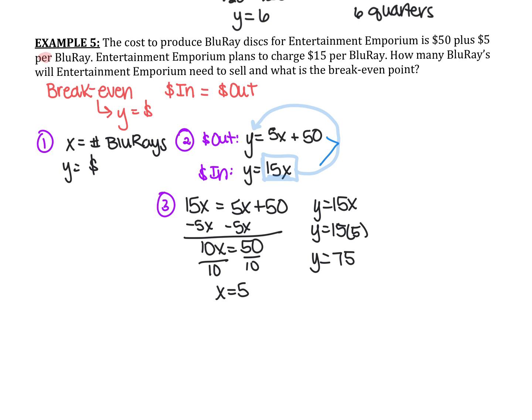So here's how we explain this answer in terms of this particular problem. x equals 5 is the number of Blu-rays. So we would sell 5 Blu-rays to break even, and the break-even point, which is money, is $75. And that's what it looks like to do a break-even problem.